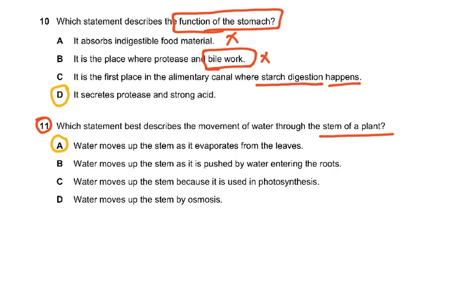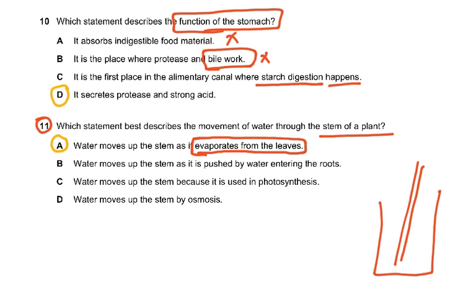Water moves up the stem as it evaporates from the leaf. This is what you have to understand. The evaporation from the leaf causes a suction force, and that pulls the water up. Just like if you have a glass of water and you have a straw in it, some suction force has to be applied, which is going to pull up this water inside this straw, and it will go into your mouth. So the suction force is the evaporation from the leaves.